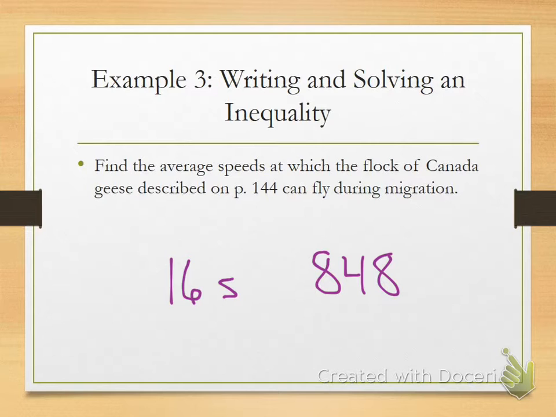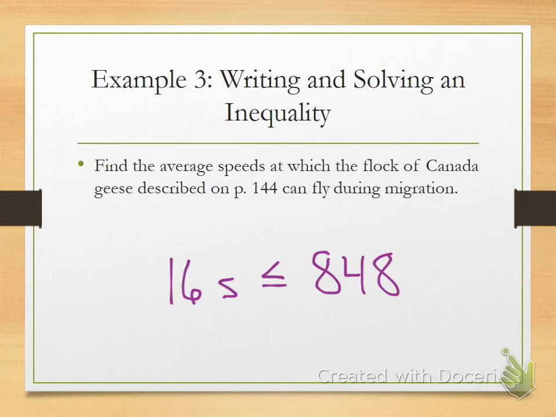Now, here's the word that I need to pay attention to. It says up to 16 hours, and they can fly as far as 848 miles. So, does it mean that they can fly more than 848 miles or up to 848 miles? Up to, okay? So, since it's up to, 848 is the ceiling, right? That's the most possible. So it's got to be what? Less than, but can they fly 848? So if 848 can be a part of the solution, it needs the equal to component.